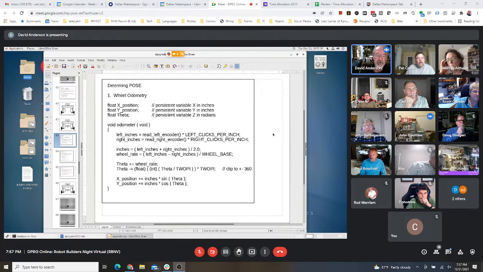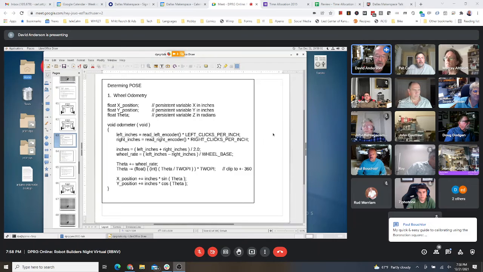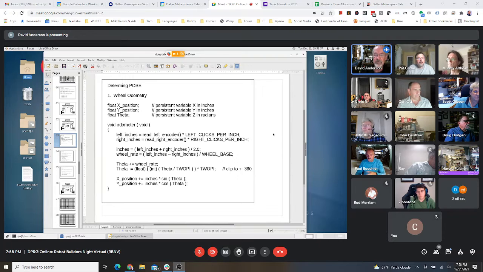Then our theta, we just increment that by the wheel rate. The wheel rate is in radians and our theta is in radians, so we just increment that. Then theta equals theta float into theta over 2 pi times 2 pi basically clips it to plus and minus 2 pi, or plus and minus 360 degrees, so that keeps the theta from winding up. And then finally, you calculate the X and Y position as the distance we've traveled times the sine of the angle and the cosine of the angle.